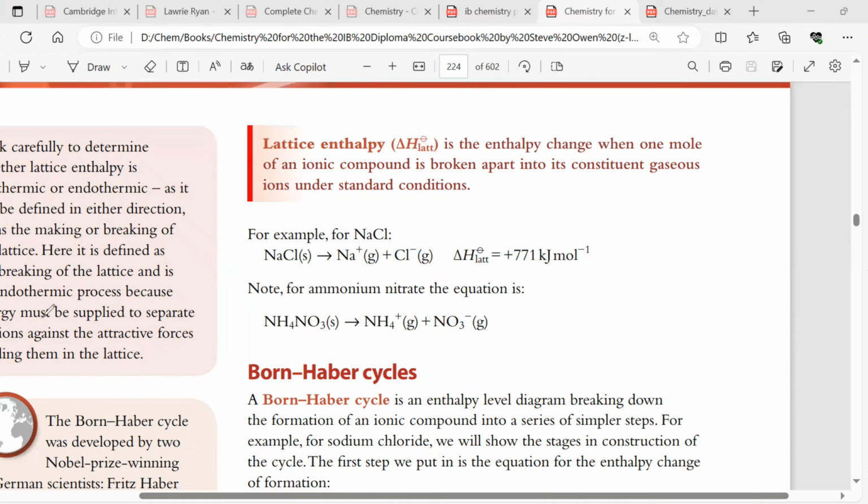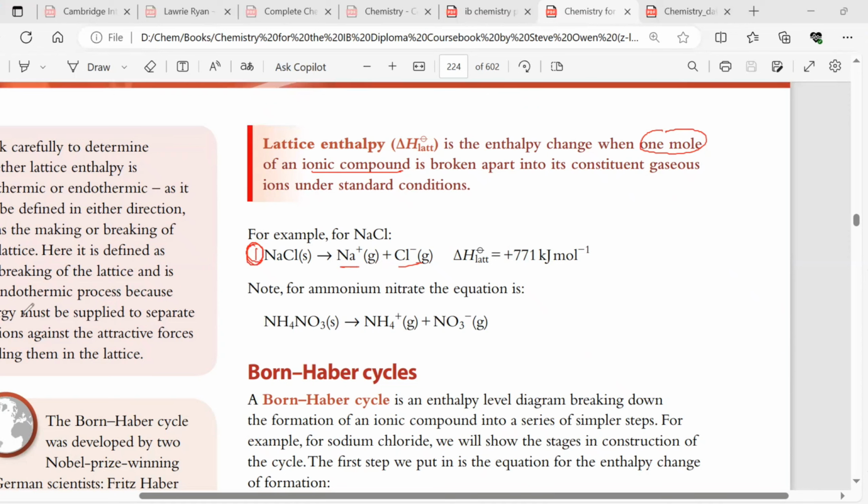Practice the equation, I'm telling you. This will be needed in the Born-Haber cycle. What's the equation? We have to search for where the 1 mole is. 1 mole of the ionic compound is broken apart, into its gaseous ions. Whenever we are breaking down an ionic compound, 1 mole of the ionic compound is broken down.